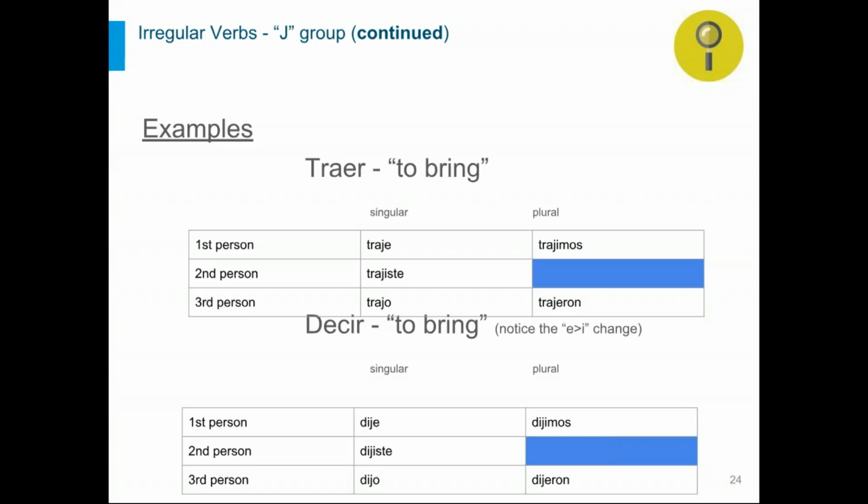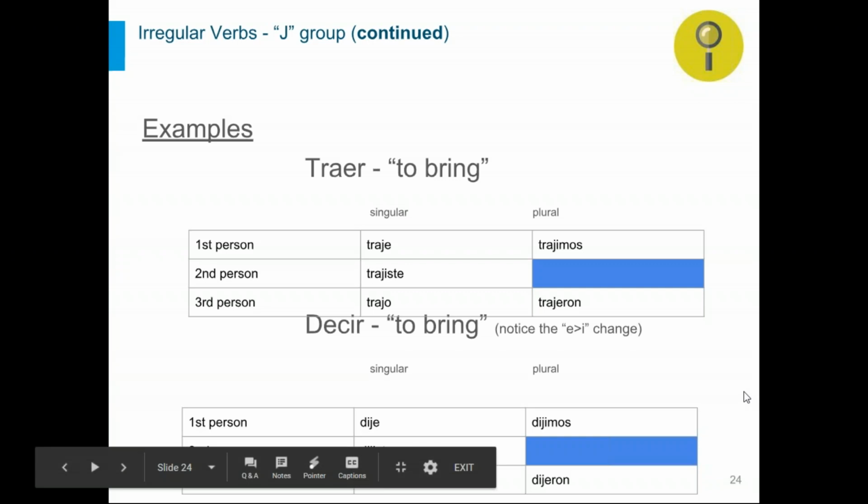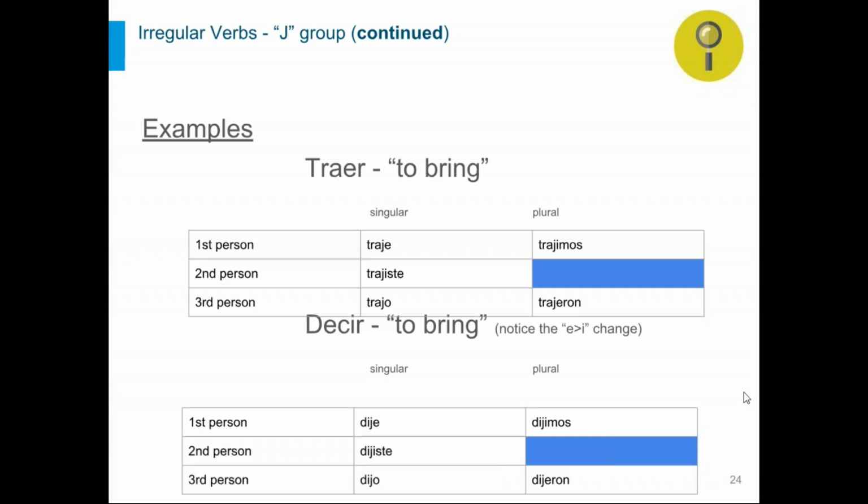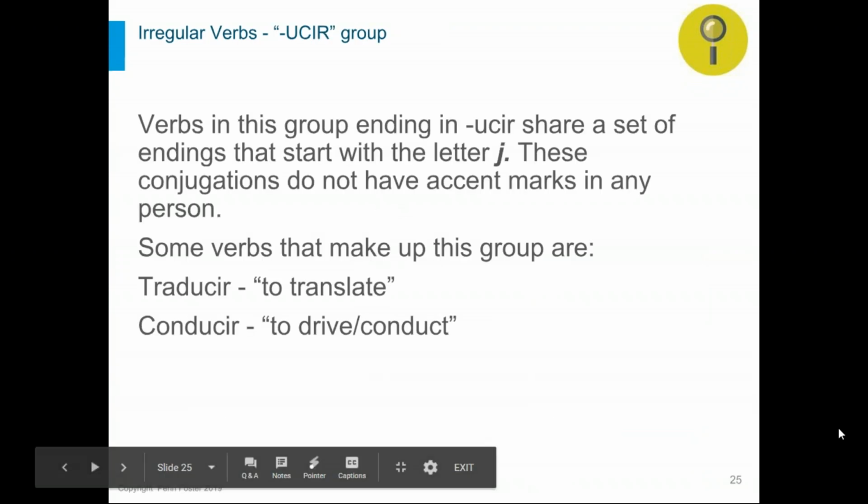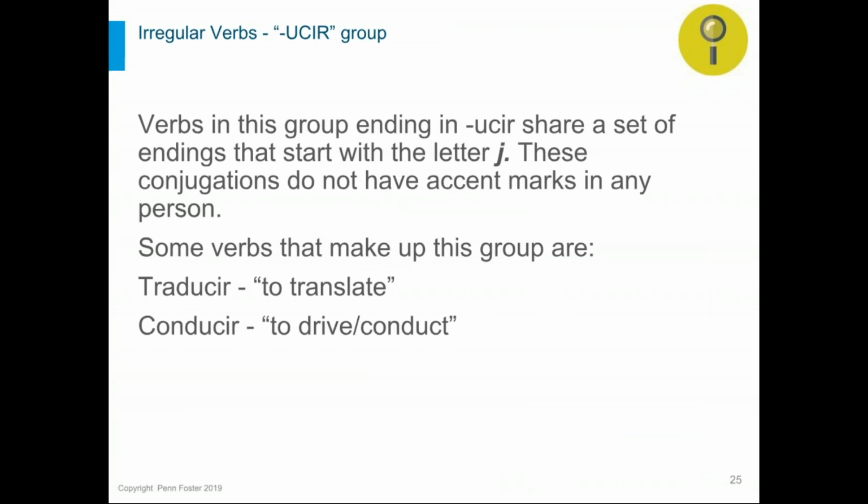Okay, not too many verbs are considered J group verbs. Right? These are probably the only two you'll come across within your Penn Foster Spanish program. However, you will see other verbs that do take J group endings, not considered part of the J group though. And those are verbs that end in UCIR. Okay, so verbs that end in this four-letter combination also use the J group endings from the previous group, still don't have any accents on any person.